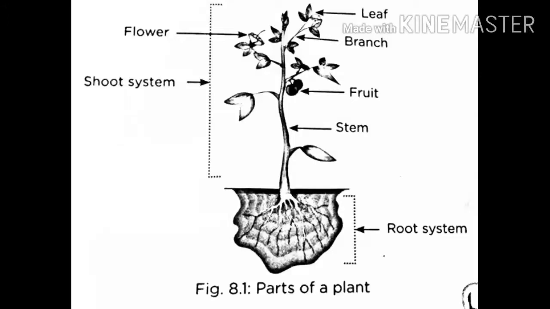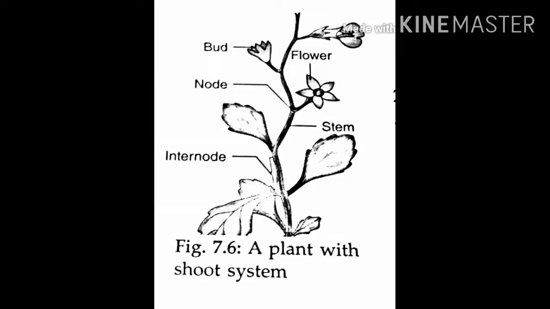Next one, root system. It's usually below the soil and consists of one or more branching roots. This one we call the root system. First we'll see stem. Stem is usually the part above the ground. We know that one. Stems may be green, soft or woody. It has a number of nodes and internodes.